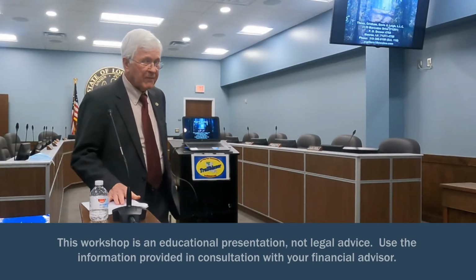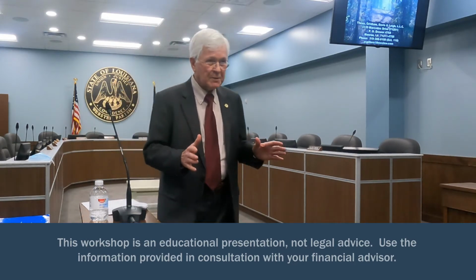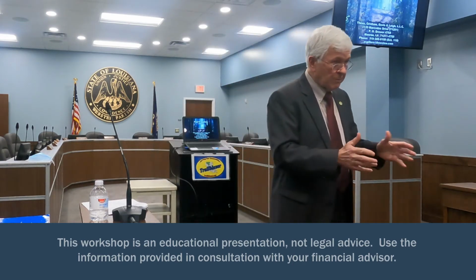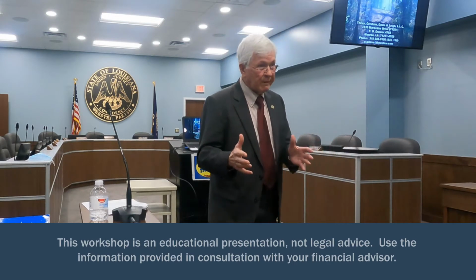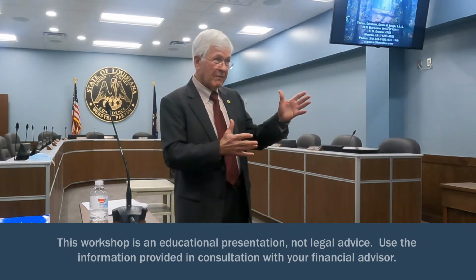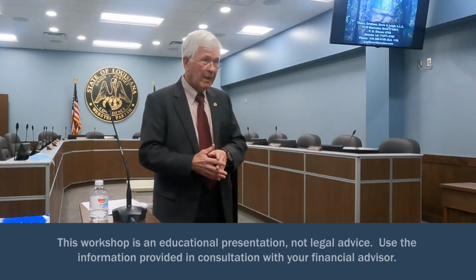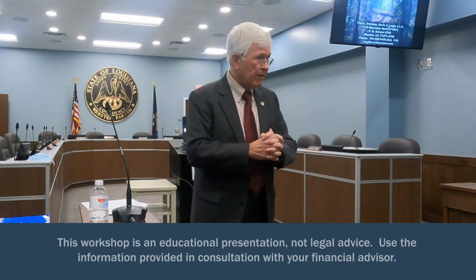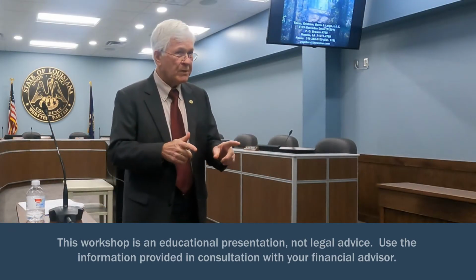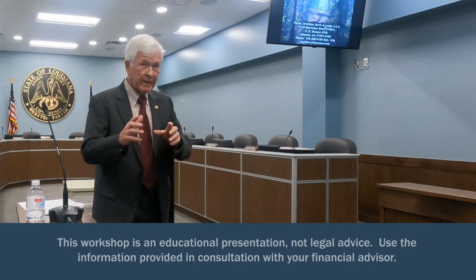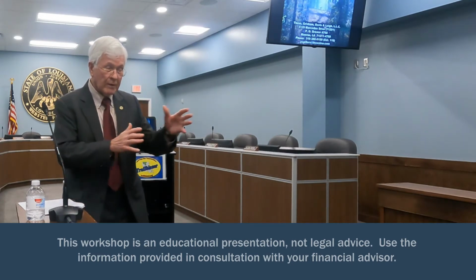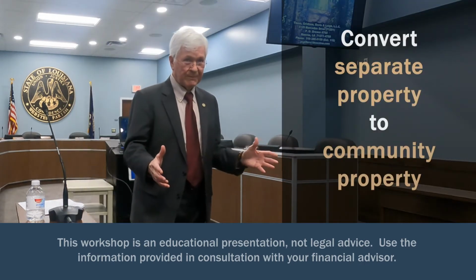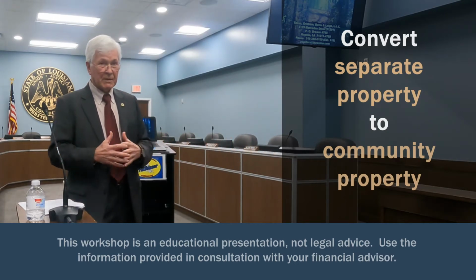Here's something that's fairly popular. Say you have a husband and wife, they've been married for many years, and the husband has a lot of separate property. Say there's maybe a little community property, but the husband is quite wealthy because of his separate property. And the spouses are up in age, good marriage. What the rich spouse sometimes wants to do is to take his separate property or her separate property and convert it from separate and make it community. All right? So it's something that's pretty popular.